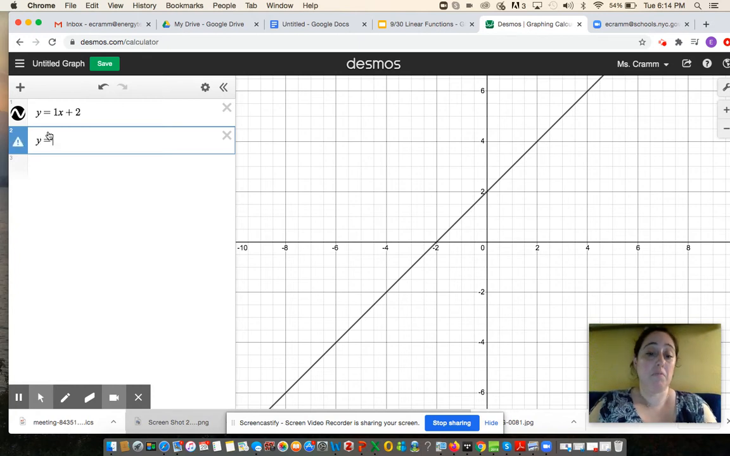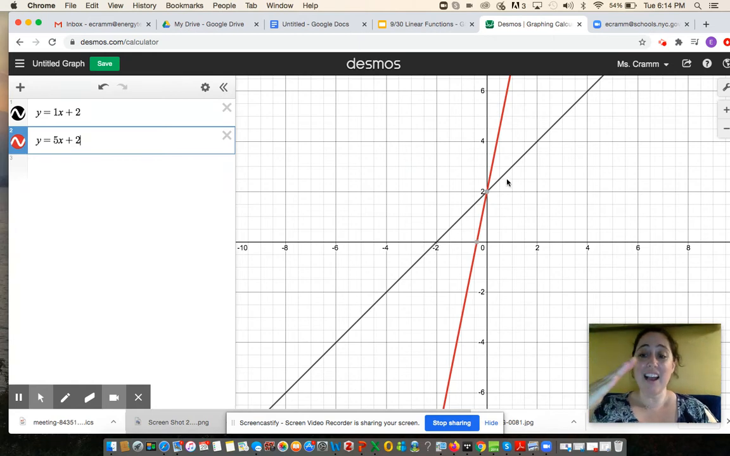y equals 5x plus 2. So everything else stays the same except the slope goes from a 1. And you can see that this line is kind of steep, but then the red line gets really steep, a lot steeper. I would much rather climb this hill, the black line, than try to go up. You'd almost need to be a rock climber to go up that red line.